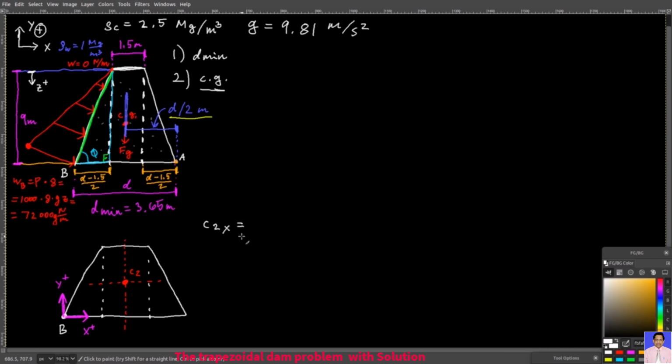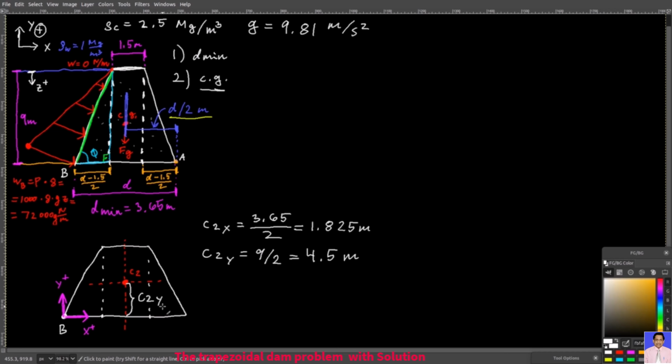C2x equals 3.65 over 2, so the total distance of the lower part of the dam divided by 2, and it's 1.825 meters. So it's this distance here. That's your C2x. And then C2y equals, the total height of the dam is 9 meters in the vertical direction, and so you would divide 9 by 2, and you would have 4.5 meters. So it's this one here.